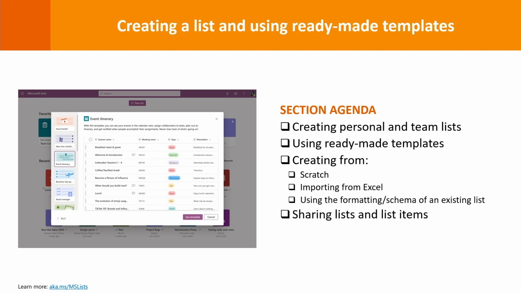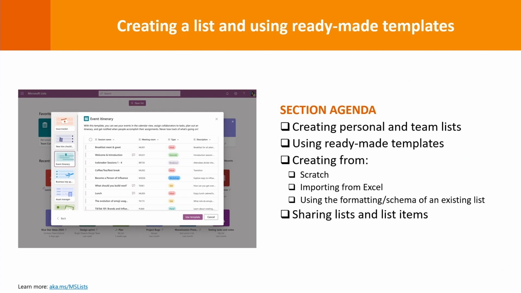So hopefully if we cleared out your common FAQs, we can really get into what does the product feel like. And it all starts with creating a list and leveraging some of the new technology that we have with ready-made templates. So I want to cover what that looks like and what you get when you create a personal list versus a Teams-based list. And you can create a list from scratch. You can bring in data from Excel.